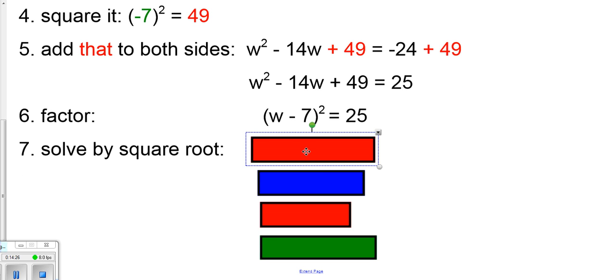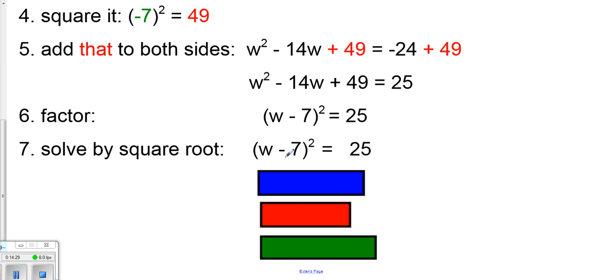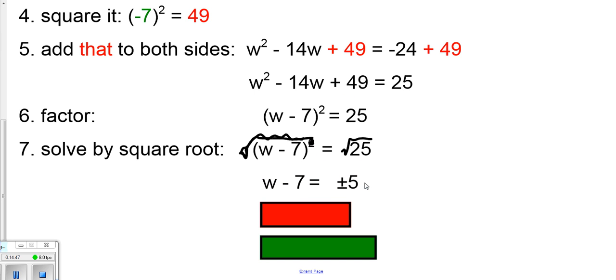Now we solve it by square rooting, like we've done in the past. So we'll take the square root of both sides, square root of this side, square root of this side. If you square root something that's squared, they cancel out. So it just leaves w minus 7. Square root of 25, remember, is positive and negative, so plus or minus 5. Now that we have w minus 7, we need to add 7 to both sides of our equation. When we do that, we'll get w all alone equals 7, that's 7 that we added, positive 7 plus or minus 5.